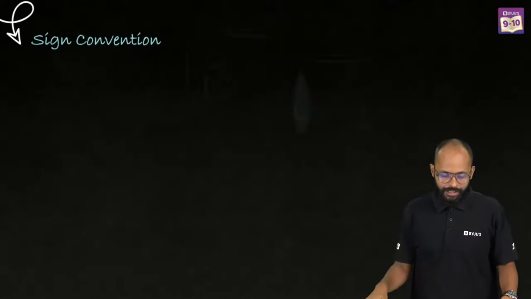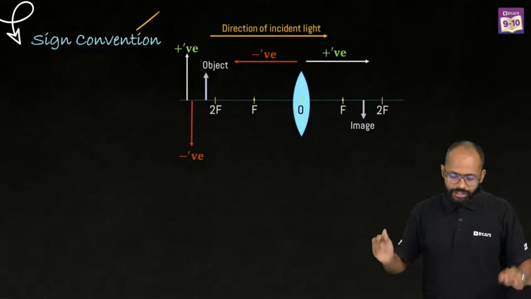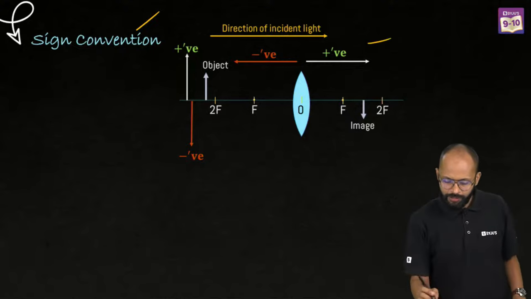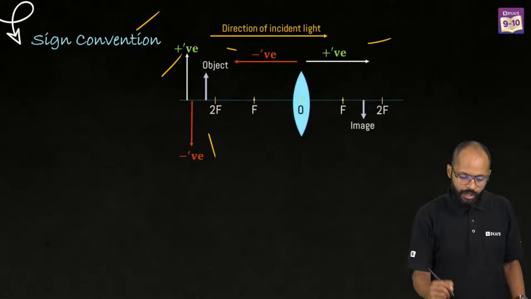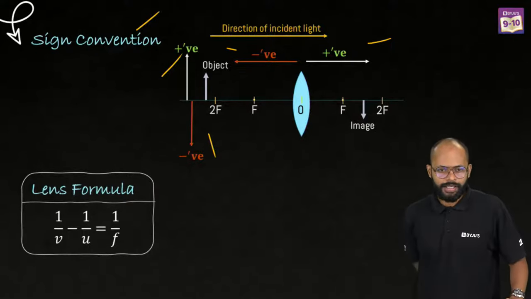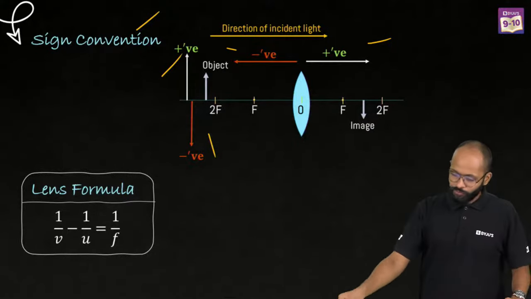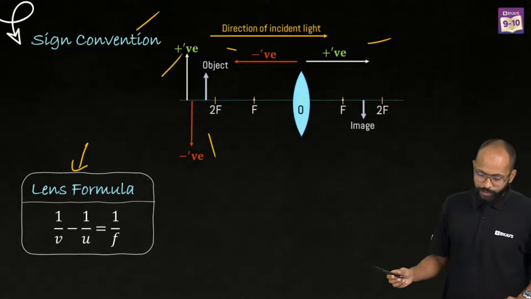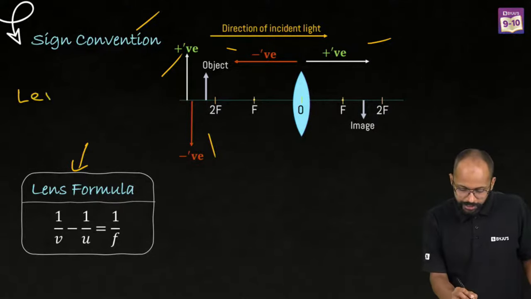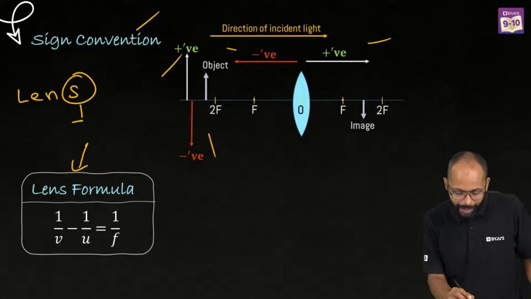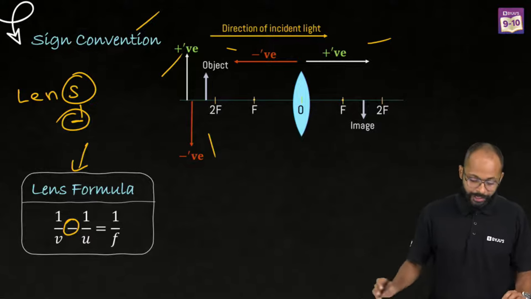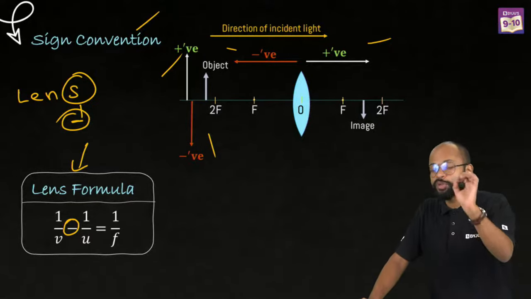Clear? Right? Sign convention, ekdam same. Right is positive, left is negative, up is positive, down is negative. Fine. Alright? And lens formula is this. Now, lens, L-E-N-S. There is a minus sign. So this minus sign is in lens. So lens formula has a minus sign: 1 upon V minus 1 upon U equals 1 upon F.